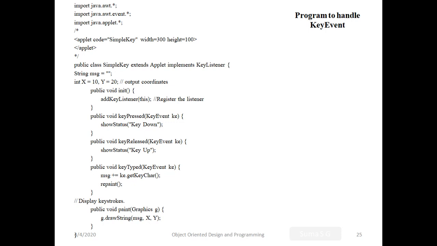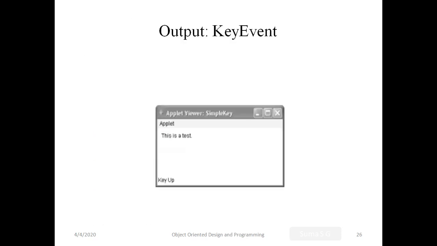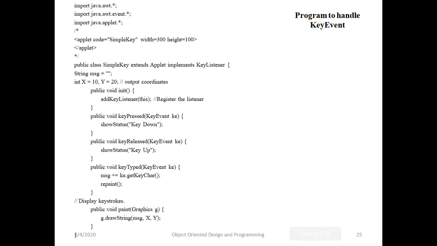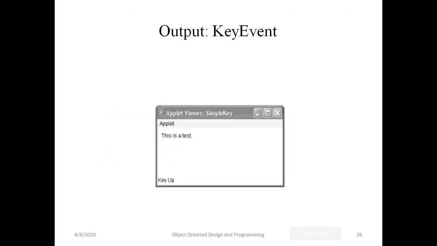Now the output of the program is, so you get an applet window with width 300 and height 100. Okay, now I have typed some characters, right? So when I press a key, it will print key down in the status bar. Since after pressing I'm releasing the key, the final output in the status bar is key up.